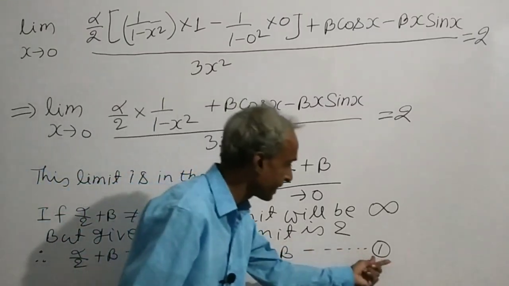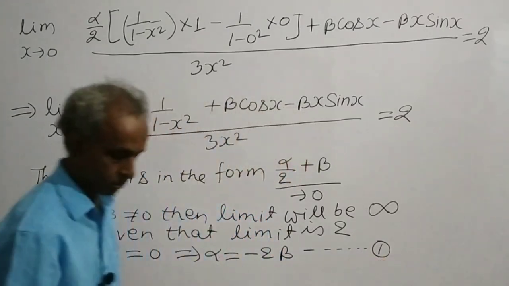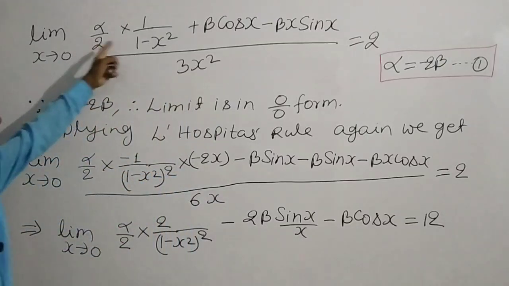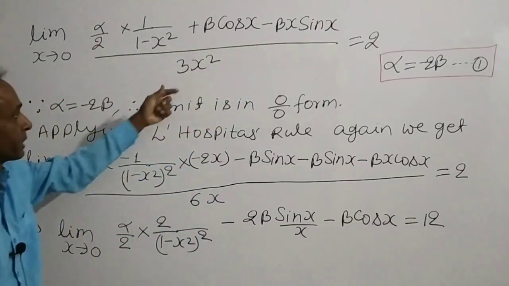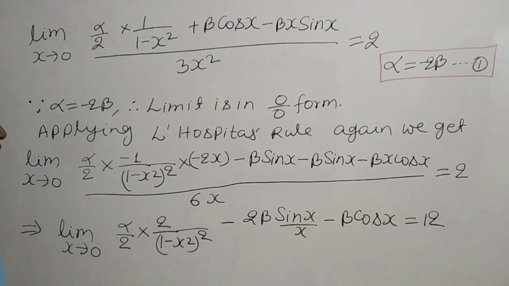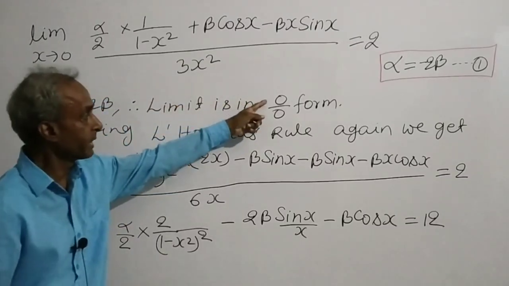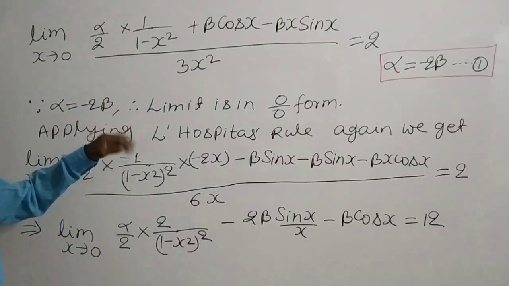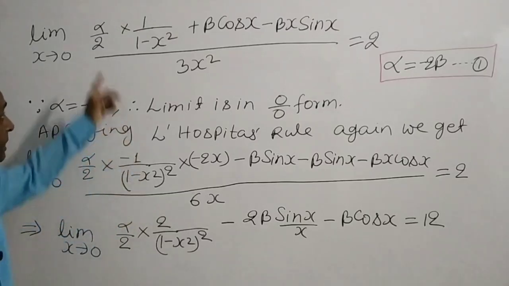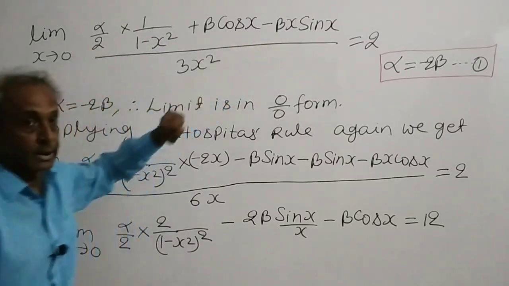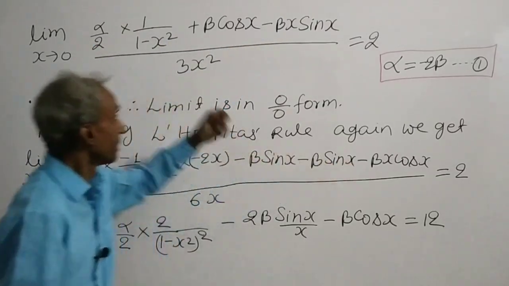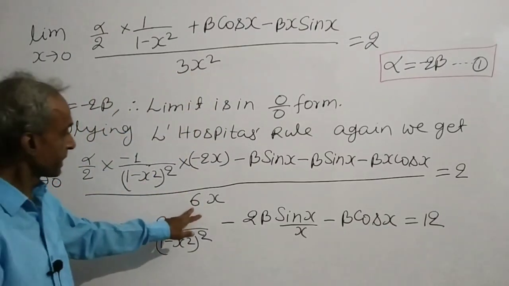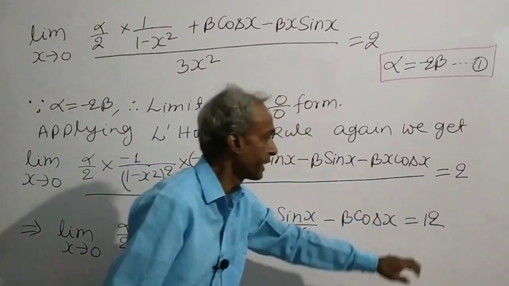We suppose this is result number 1. Since alpha is equal to minus 2 beta, the numerator tends to 0 and the denominator tends to 0. That means this limit is in 0 by 0 indeterminate form. Therefore, applying L'Hospital's rule again, we get this. We differentiate this numerator right here, differentiate this denominator right here. Now we shift this 6 to the right hand side.